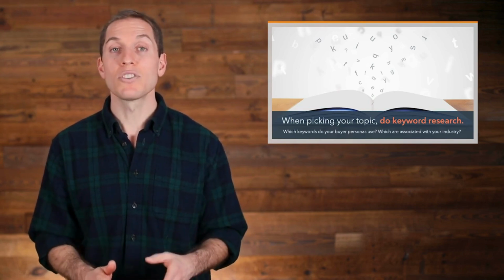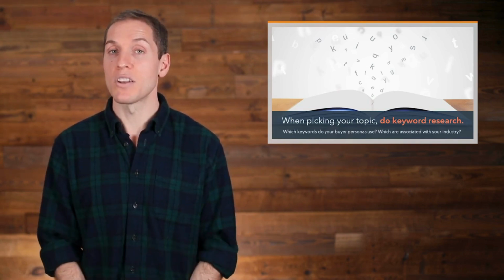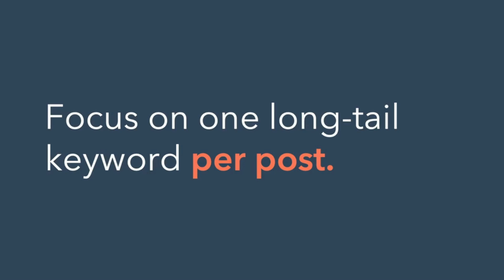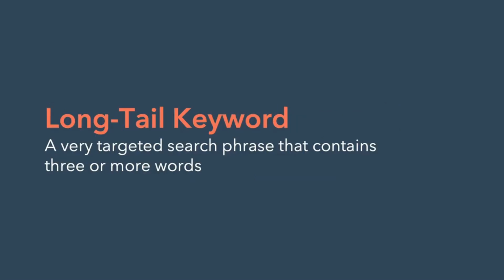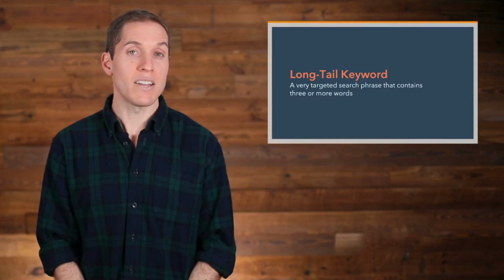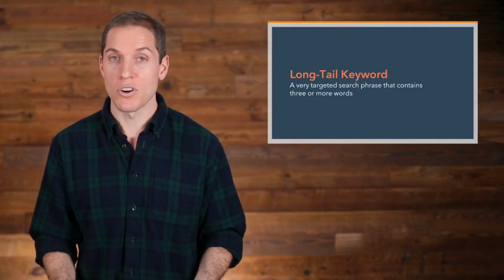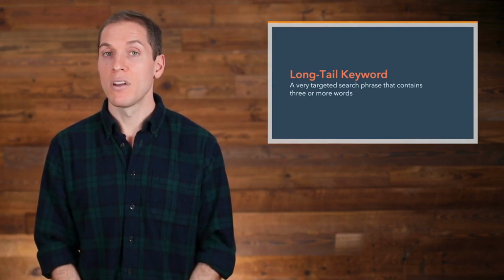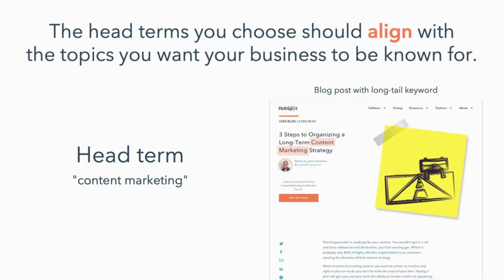You should use keywords in your content in a way that doesn't feel unnatural or forced. A good rule of thumb is to focus on one long tail keyword per blog post. A long tail keyword is a very targeted search phrase that contains 3 or more words. It often contains a head term, which is a more generic search term, 1 or 2 words in length. The head terms you choose should align with the topics that you want your business and website to be known for and build authority around.